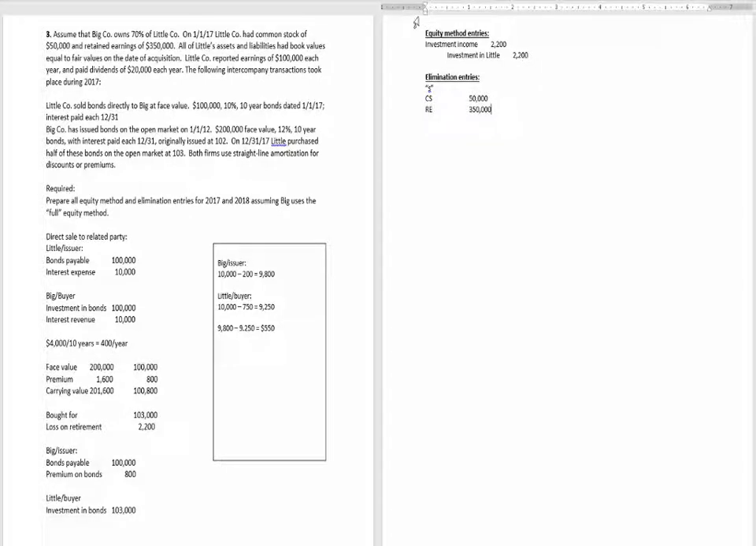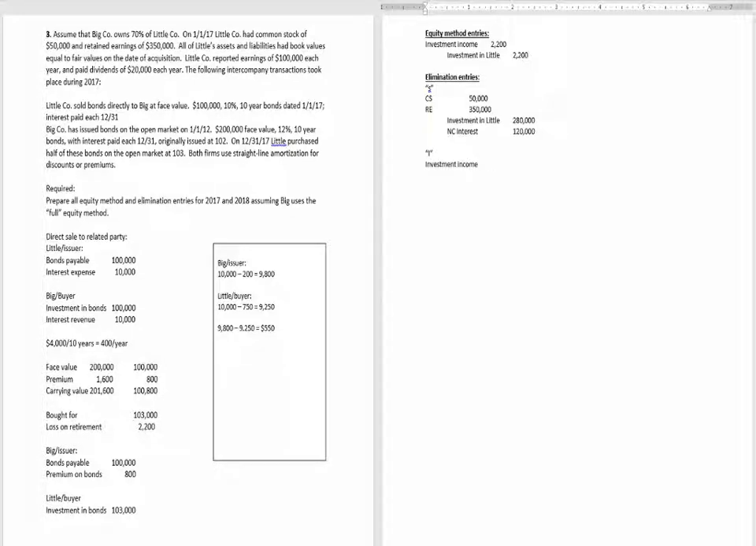There is no differential, there's no excess value, so basically that's it for the debit side. And we're going to take that $400,000 and split it 70-30 between the parent's investment in little and the non-controlling interest. A for amortization, not applicable.